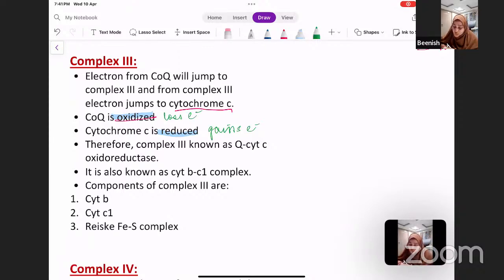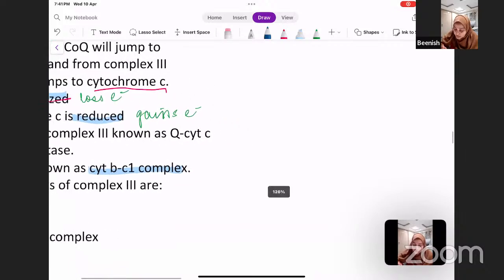Therefore, complex 3 is also known as Q cytochrome C oxidoreductase. Now, the different components of complex 3 are cytochrome B, cytochrome C1 and Rieske iron sulfur complex. So the other name for this complex is also cytochrome B C1 complex. Explaining this via the diagram.